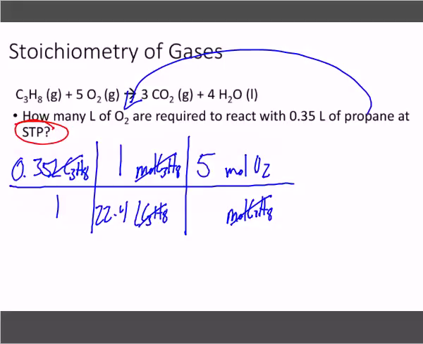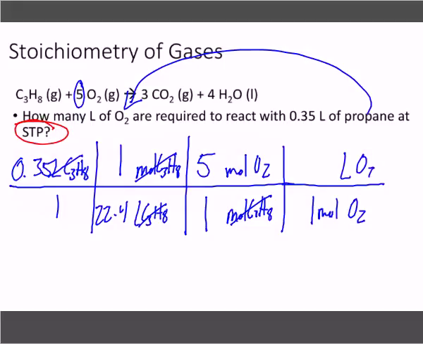What's my coefficient for propane? 1. Right? Coefficients are out in front. All right, so now I've gone from propane to moles of oxygen. But do I want to stay with moles of oxygen? No, I want to go to liters of oxygen. So I'm going to have 1 mole of oxygen on the bottom, liters of oxygen on the top. Well, in 1 mole of oxygen at STP, how many liters do I have?